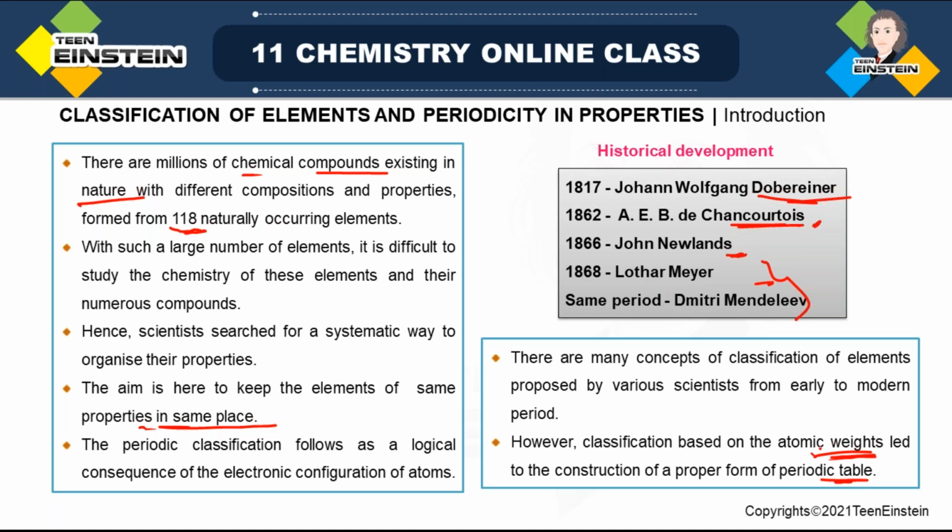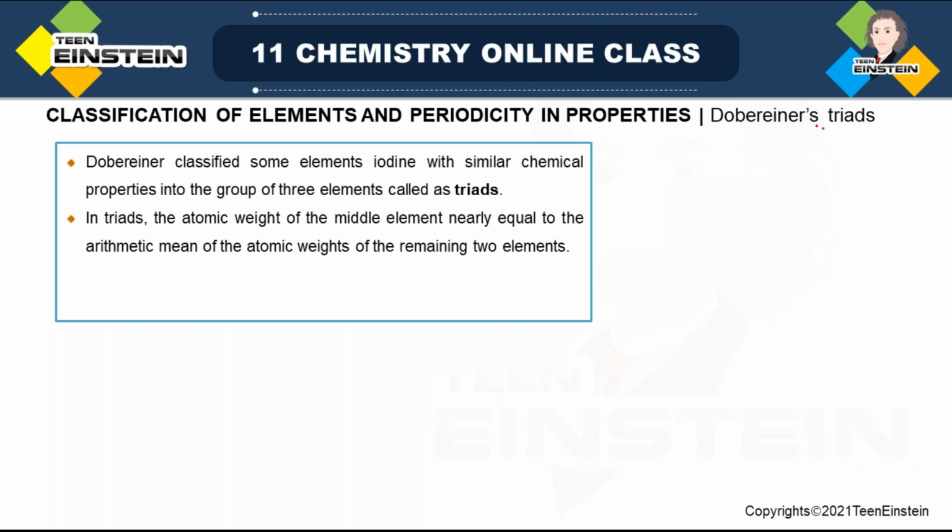So why is it a triad? Because he made a group of three elements, and there is some similarity. What he did was classify some elements, not all the elements, with similar chemical properties into groups of three elements.